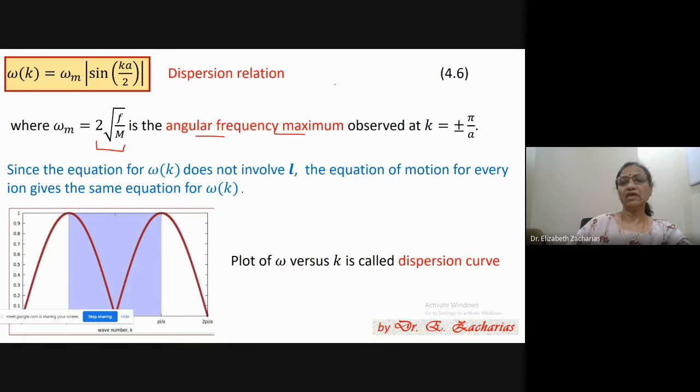When your k is going to be plus or minus pi by a, then what happens? Sine ka by 2 will be equal to sine of plus or minus pi by 2, because it is ka by 2. So what is sine pi by 2?